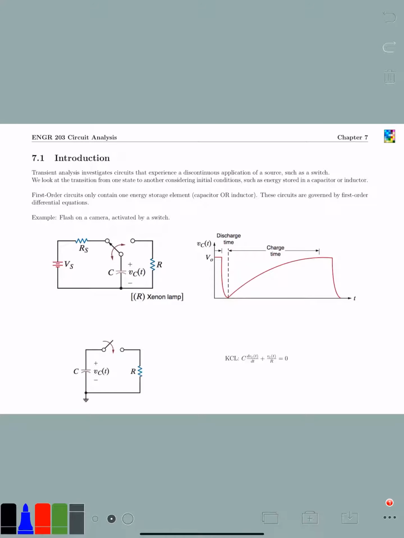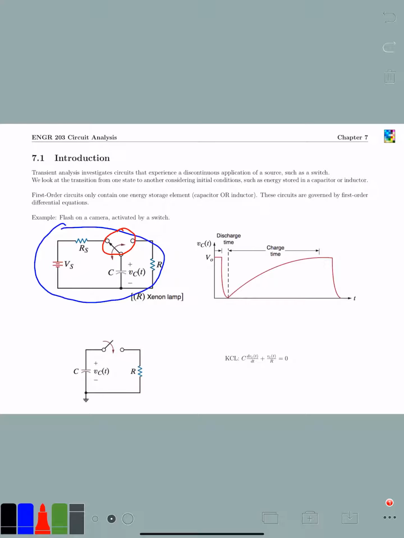Okay everyone, so this is going to be the first video for chapter 7, and in chapter 7 we are going to be dealing with these circuits that have resistors and either a capacitor or an inductor in them. And specifically, the part that's going to make this tricky is we're going to be having switches in these circuits.